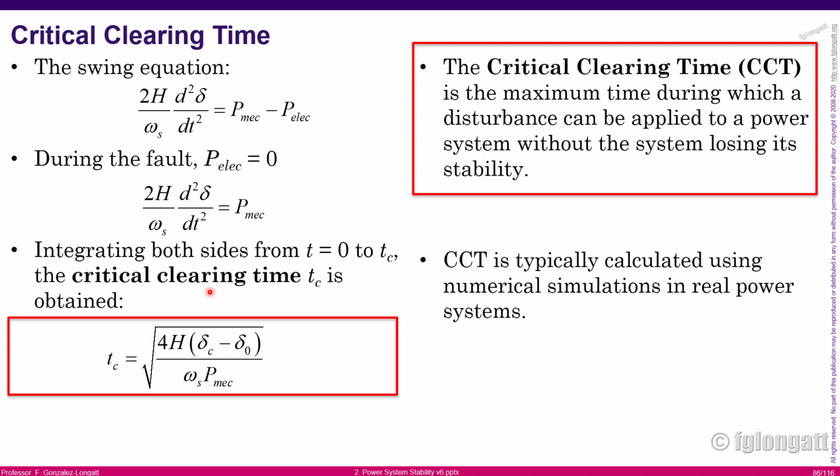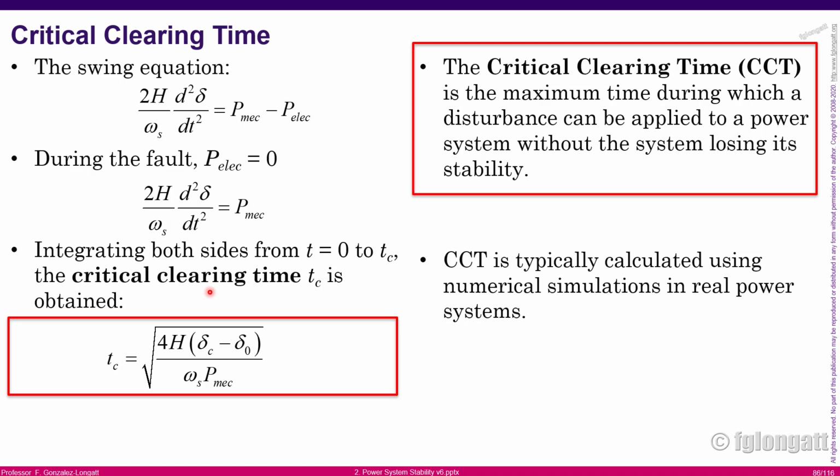Okay. To be honest, for delta critical, we can use the equal area criteria, and we can get that number. Okay. But in real life, we don't use delta. We don't use the angle, because the angle is quite difficult to obtain inside a real power system.